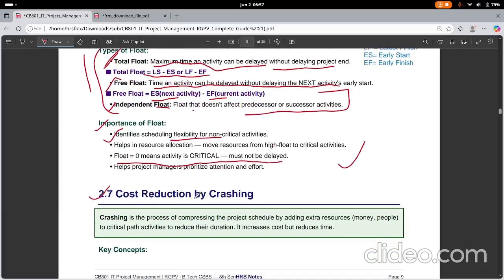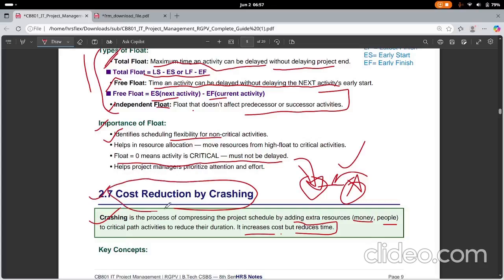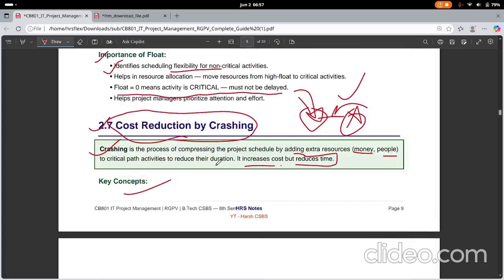Now let's move to crashing and cost reduction. Crashing is the process of compressing the project schedule by adding resources, money, and people to critical path activities to reduce their duration, which increases cost but reduces time. From the definition it is clear that if you have a project whose deadline is, let's suppose, X days, and you want to complete it in fewer days, you need to put in extra resources like money or people. When you put in extra resources, the cost increases but time reduces. This process is called crashing.